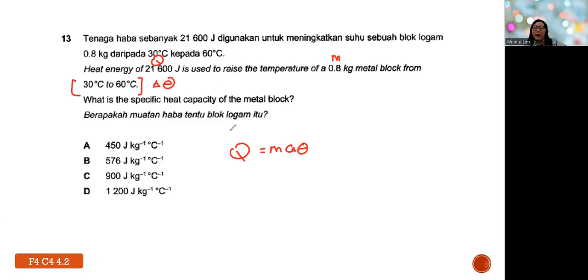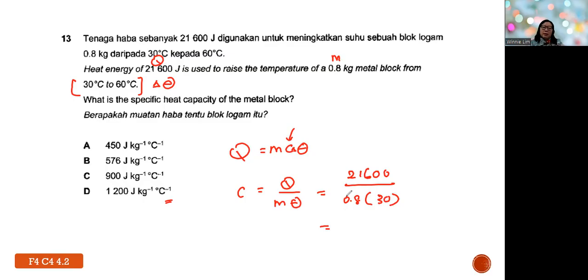Okay, sometimes they put the triangle, but it is understood. If they put that also, it means change in temperature. So that C is specific heat capacity. We rearrange the formula first. C equals Q over m theta. Then now you can substitute. Before substituting, always check whether everything is in SI unit or not. Joule, yes. Kg, yes. Degrees Celsius also yes. Okay, 21,600 divided by mass 0.8. The change is straight away 60 minus 30. Okay, so then you press calculator.